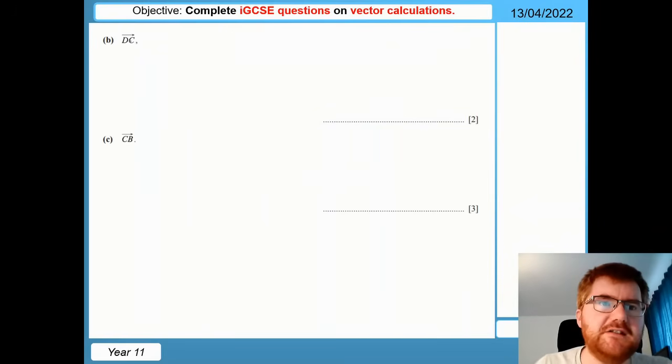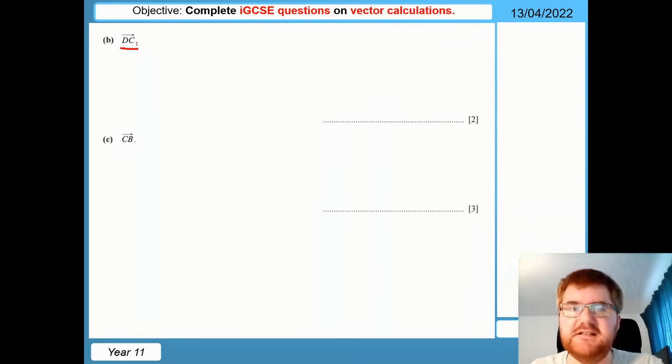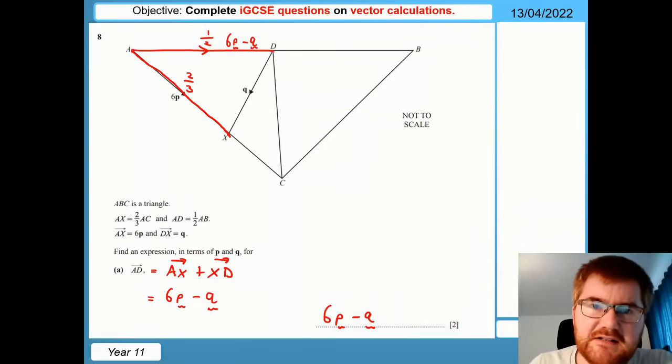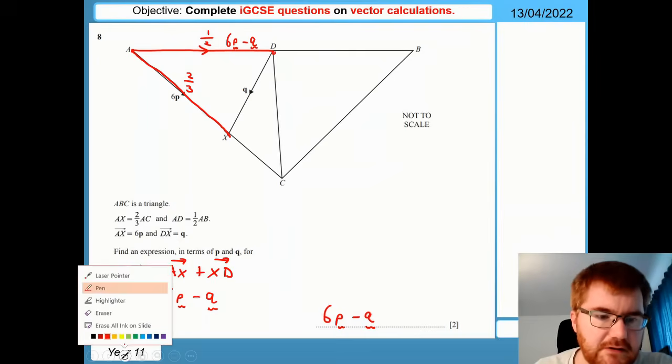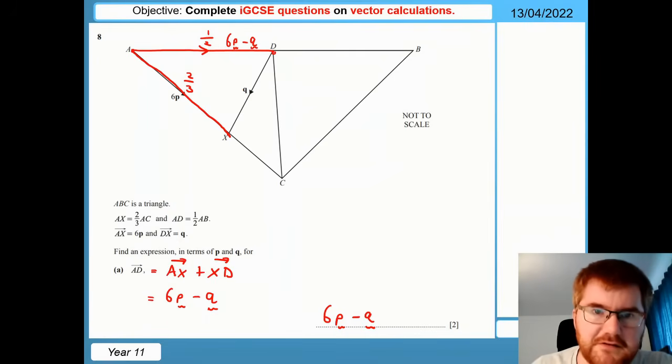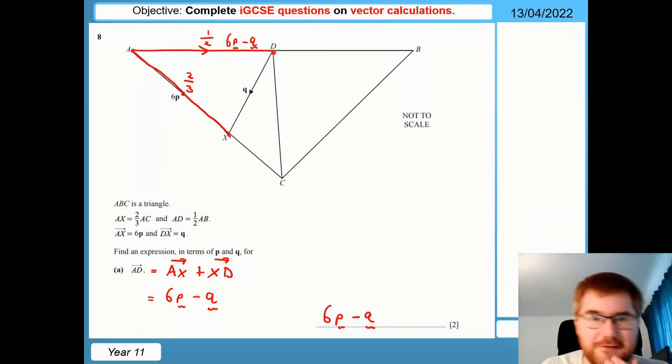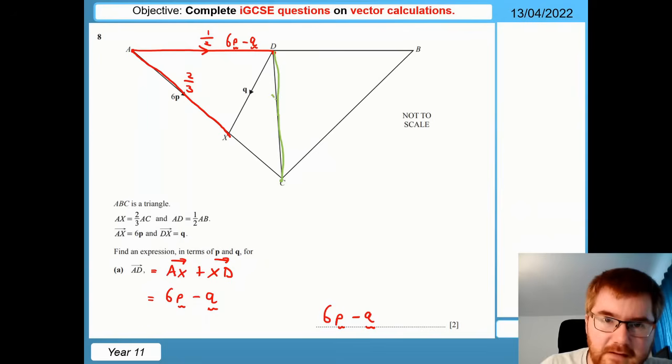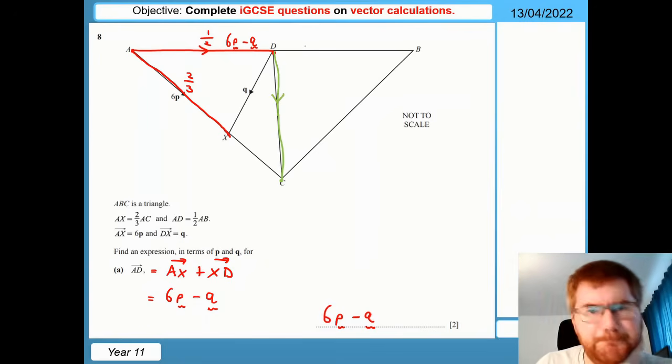Now the next vector we need to work out is the vector D to C. So let me do this in a different color. Let's use, what should we use? Let's use that color. I don't know what that is. Is it green, I think? So D to C is this one here. Of course, in your exam, you're going to have a ruler, and we want to go in this direction.